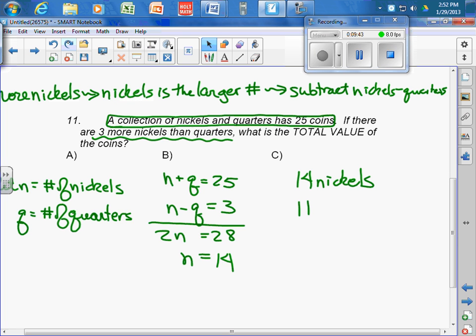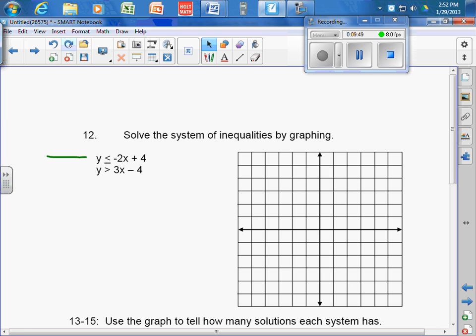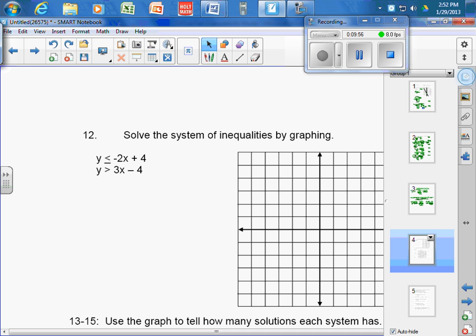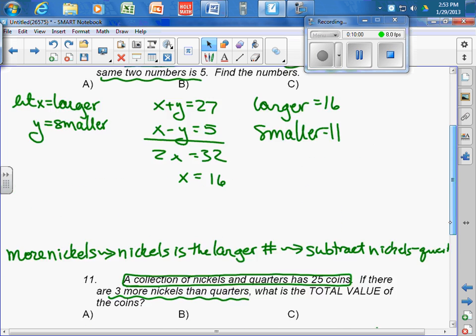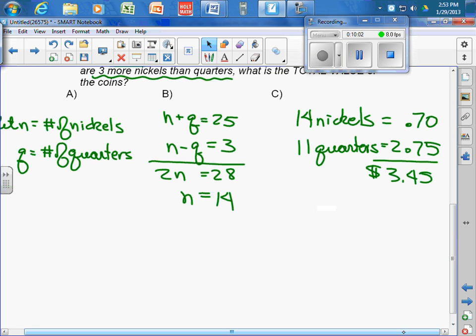How many quarters are there? 11. But don't forget, the question is asking for what's the total value, and it was 345. So if 14 nickels is 70 cents, 11 quarters is 2.75, you get $3.45.